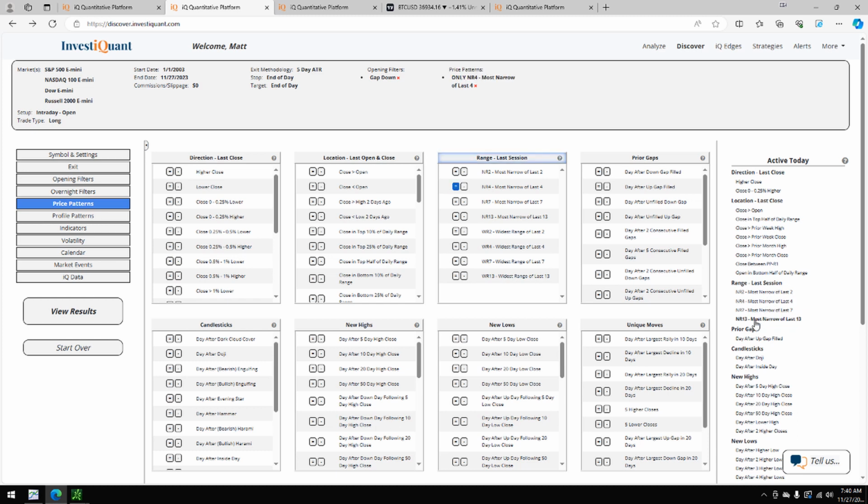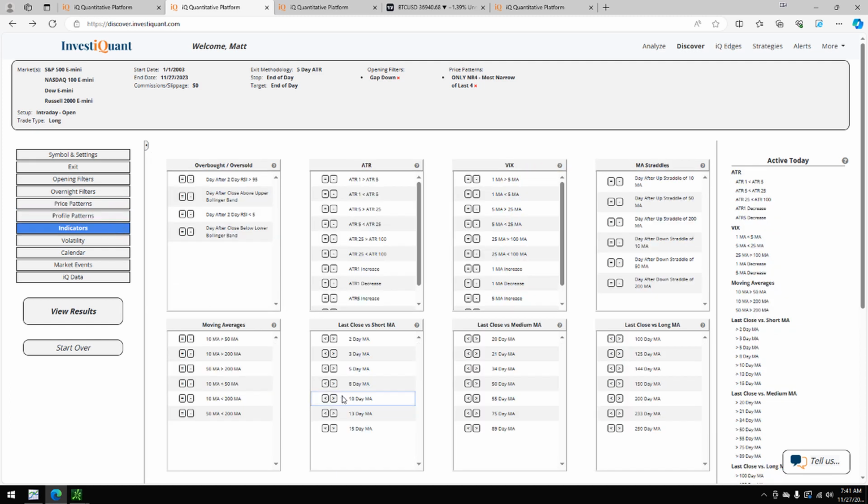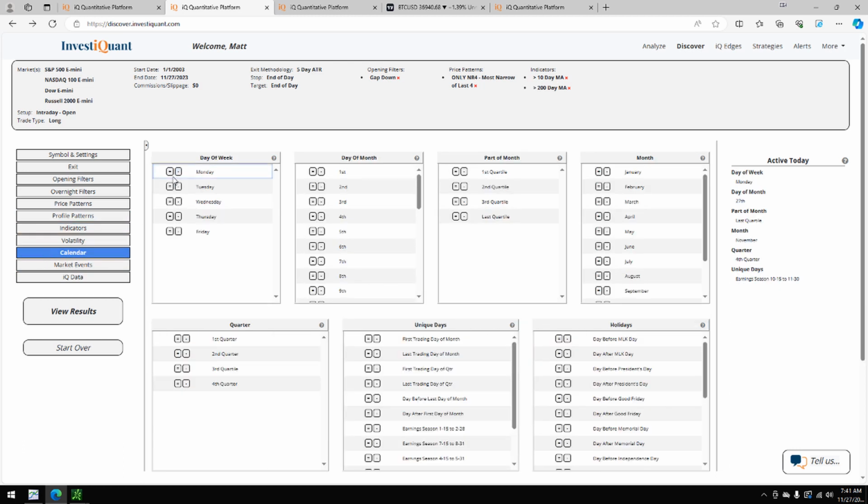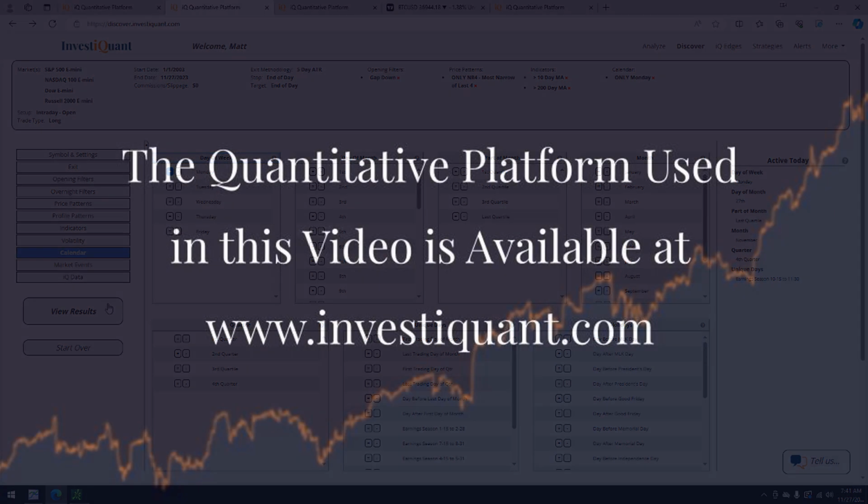You can see we had up to a narrow range 13 on that session. This is looking at Friday's session. So that was a narrow range 4 and beyond, but we're going to use 4 to get the most samples. Then I'm going to the indicators. I'm going to put us in a similar market environment, closed above a 10 and 200. Last thing I'm going to say, today's a Monday. So from the calendar section, I'm hitting equals next to Monday. Now I'm going to click view results.